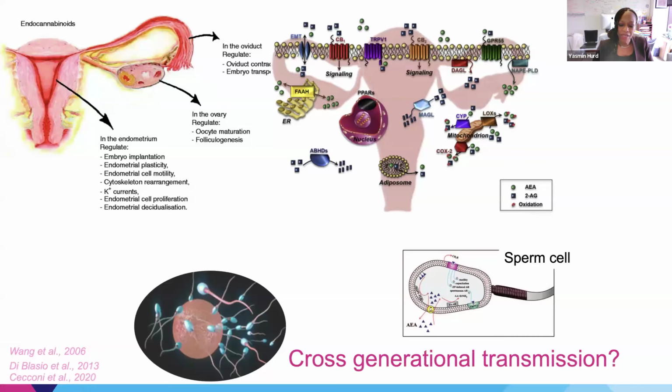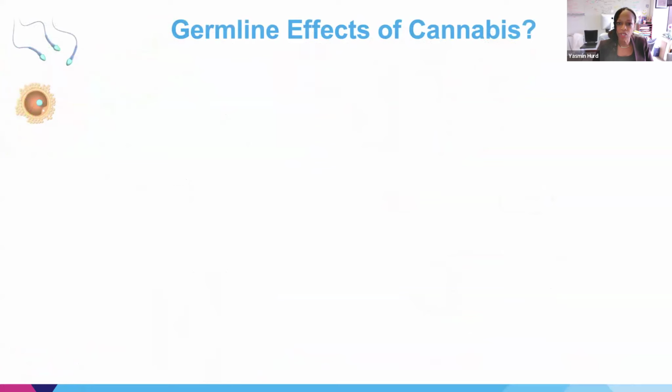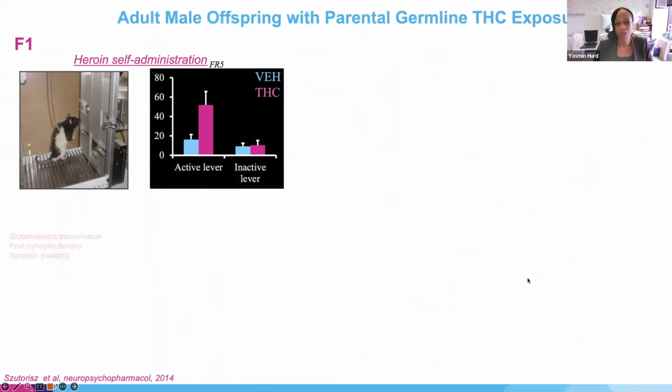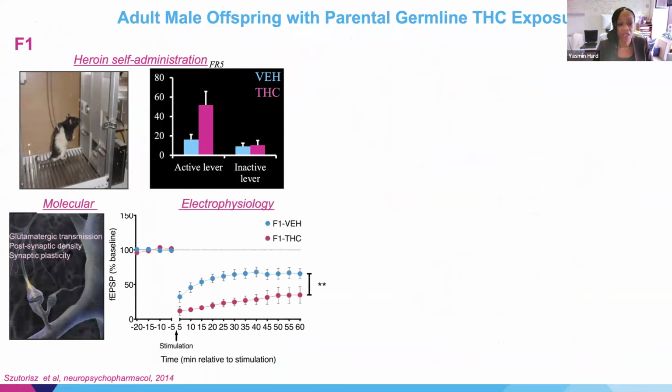So the question for us at one point was, is there a cross-generational transmission? Are there germline effects? We can use our animal models, which have exposure to THC earlier in life, later mate, have never used THC again, and we can look at their offspring. Interestingly, we could see that the opioid sensitivity that we saw in adults with adolescent THC exposure was also shown by their offspring, who had never directly been exposed to THC, along with changes in their synaptic plasticity, measured on a number of levels.